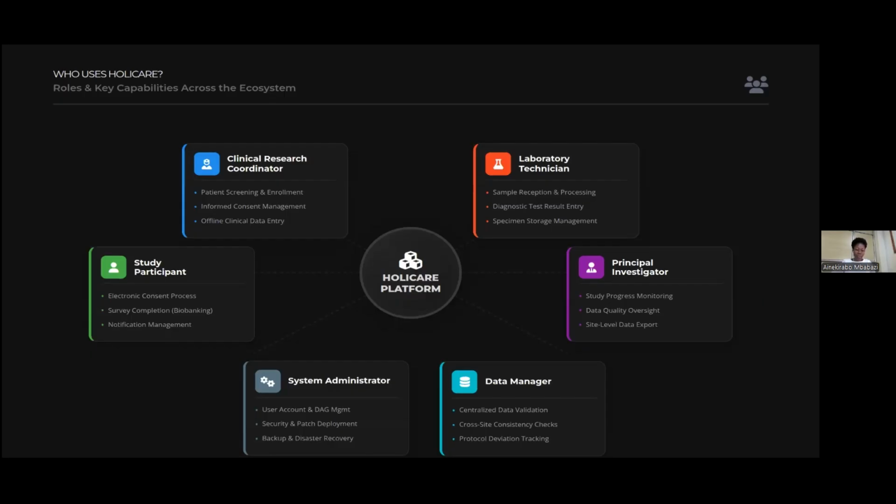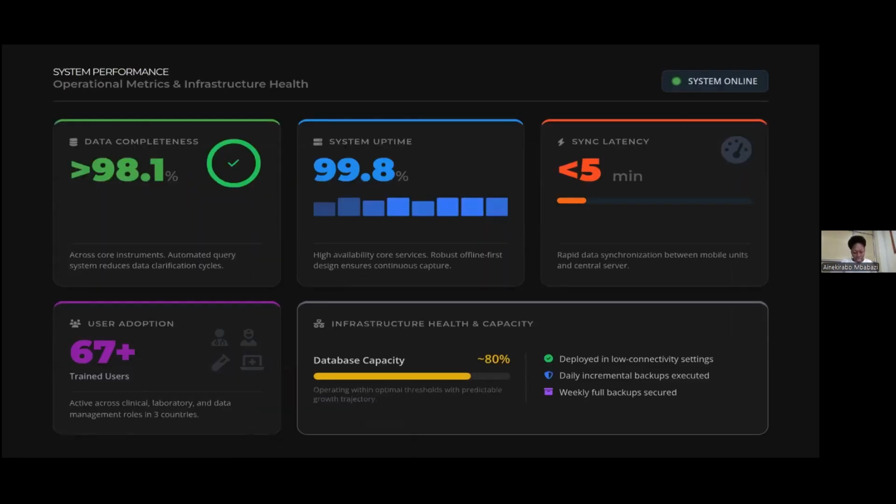Then the participant provides consent and also completes the survey for biobanking. Finally, the clinical research coordinator does patient screening and enrollment, informed consent management, and offline clinical data entry, since we identified in the previous presentations that having an offline first system is really important for this study. So we have support for offline data capture, and the data syncs once there's access to connectivity. Next slide, please.